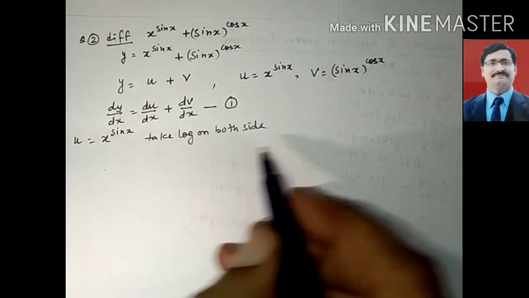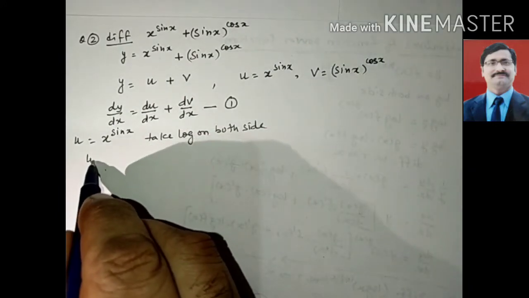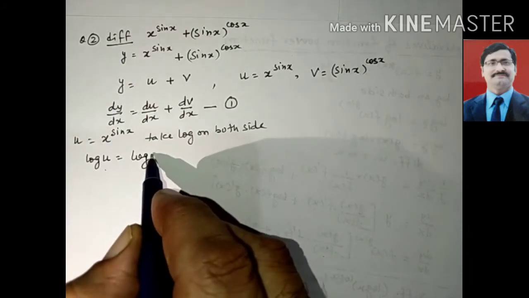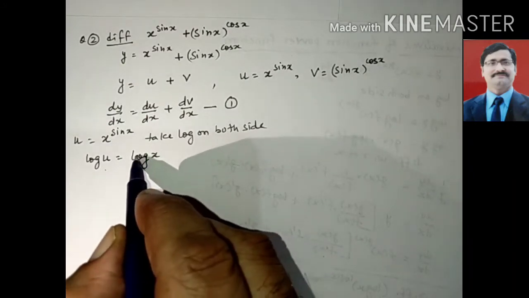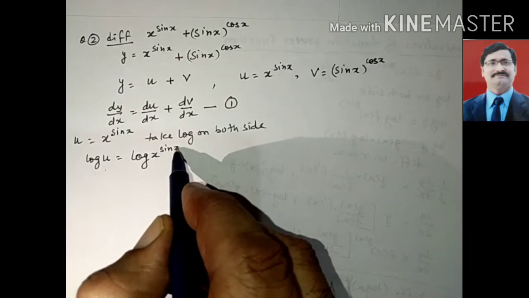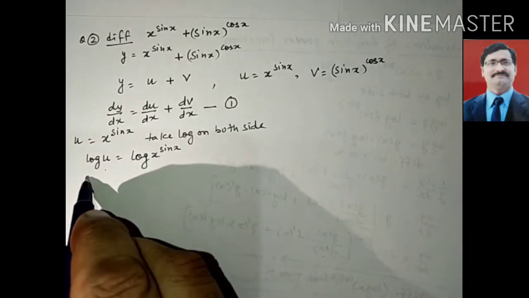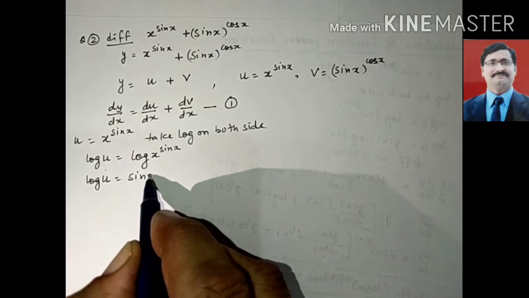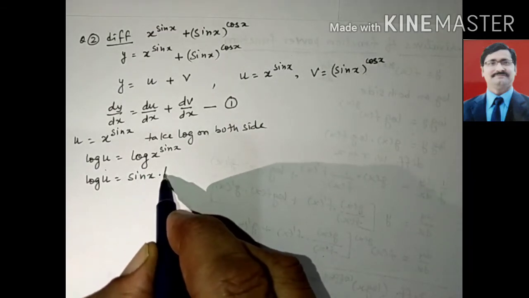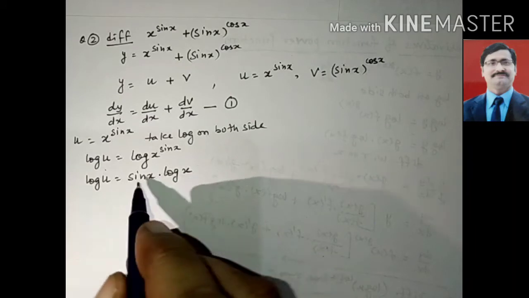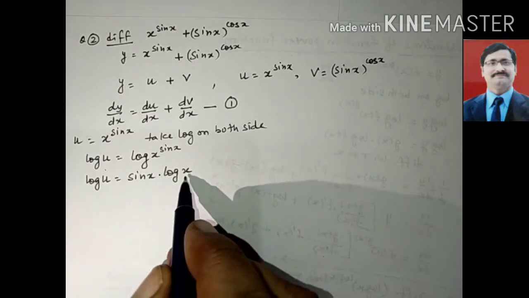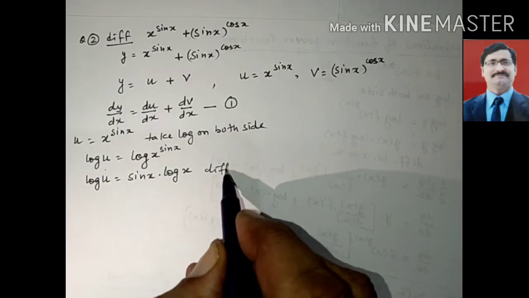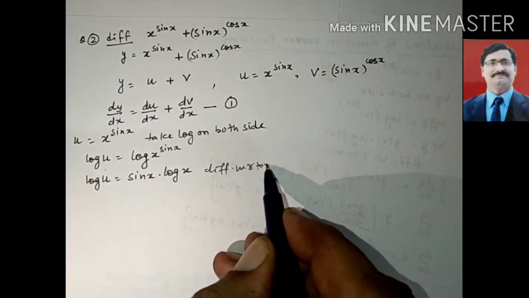What we get, look here, when you take log on both sides you get log u equal to log x power sin x, and this power will be transferred to multiplication, so you get log u equal to sin x into log x. Now we have two functions, sin x into log x, so the multiplication rule you will apply here. Now you write here, differentiate with respect to x.